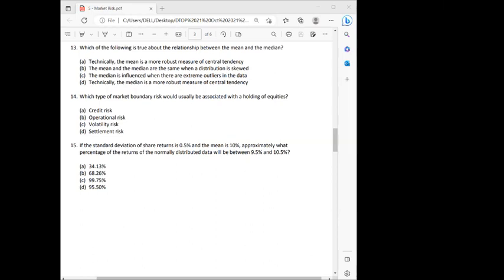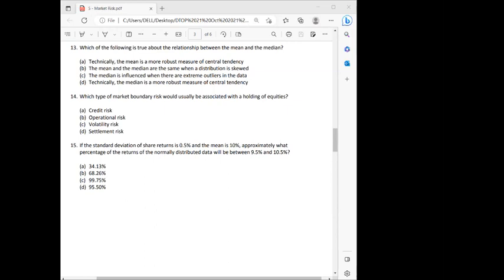Right. So I can see out of the 8 responses, yeah, majority says C. Yes, for equity, it is the volatility risk. The price can fluctuate in the market up and down. So that's the main risk compared to others applicable here for equity. The correct answer is C. 6 out of 9 have given the correct answer.